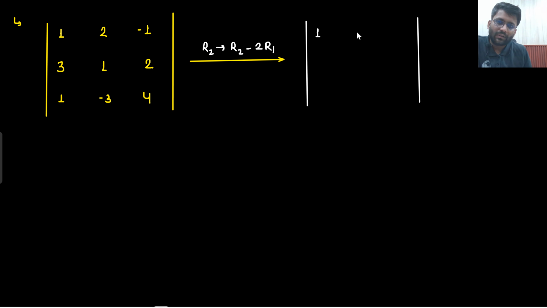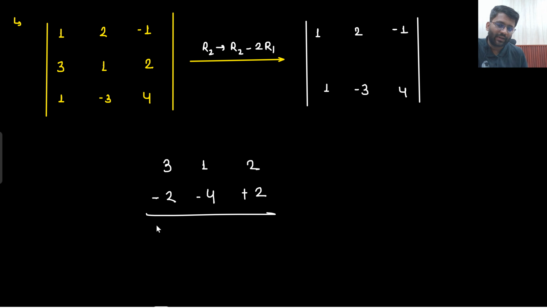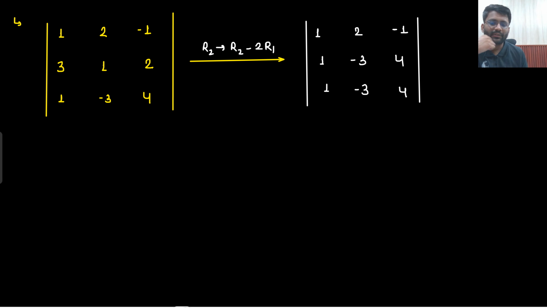Look, what is being replaced? R2 is being replaced. That means R1 will come as it is, R3 will come as it is. Only R2 will change. So how will R2 change? In R2, twice of R1 you will subtract. What is twice of R1? That will be 2, 4 and minus 2. You need to subtract it. So what will you be getting? 3 minus 2 will be 1. This will be minus 3 and this will be 4. So we get 1, minus 3, 4. Why was I interested in this transformation? Because now I know that these two rows have become the same.